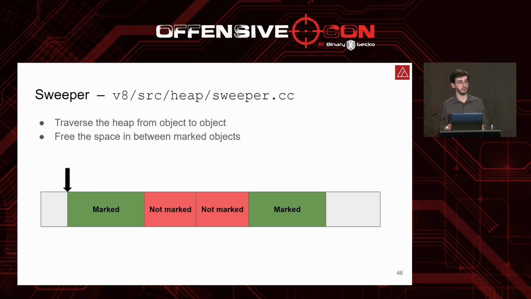So let's talk about the sweeper in a bit more detail, because it will be used in the exploit. It's the part of the code that actually frees objects. It traverses the heap, jumps from object to object, and frees the space in between marked objects. The free space itself has to be a valid object in order for future traversals to keep working. So in this case, it's a simple object that just has a map, a size, and a next pointer field, such that the free spaces can be organized in linked lists.